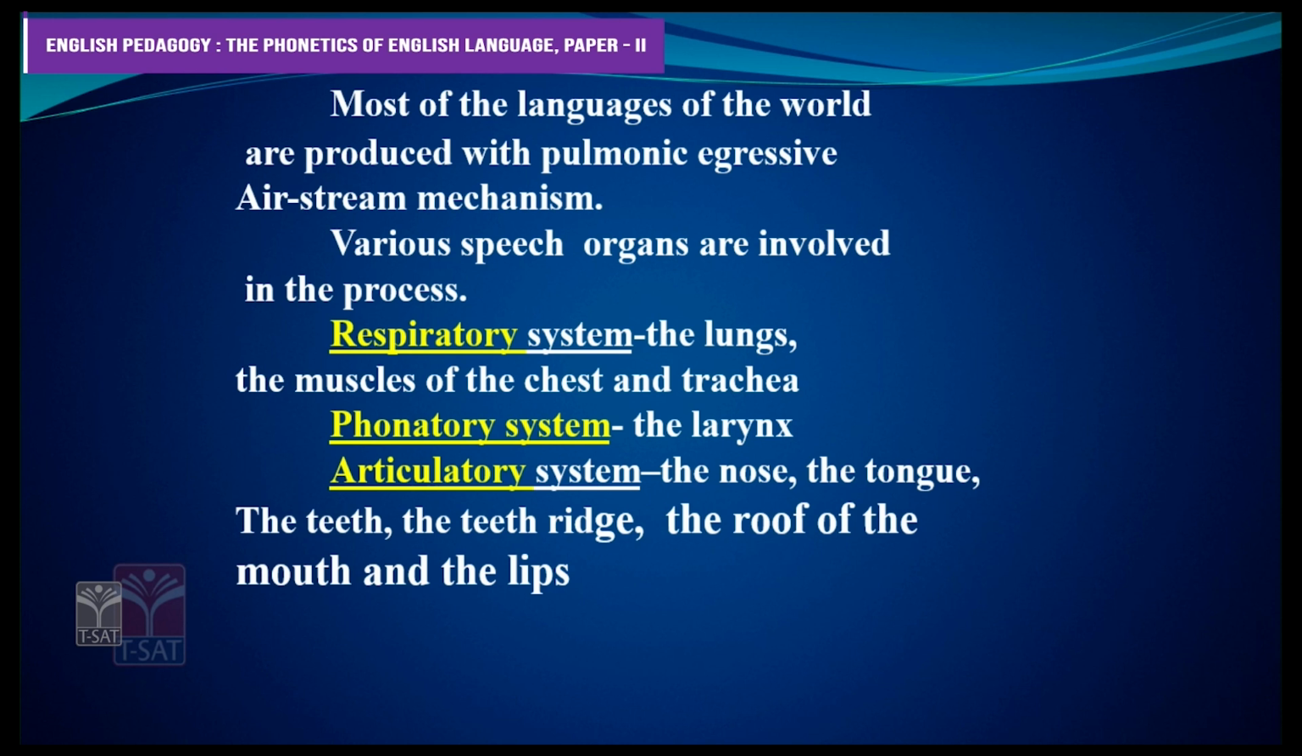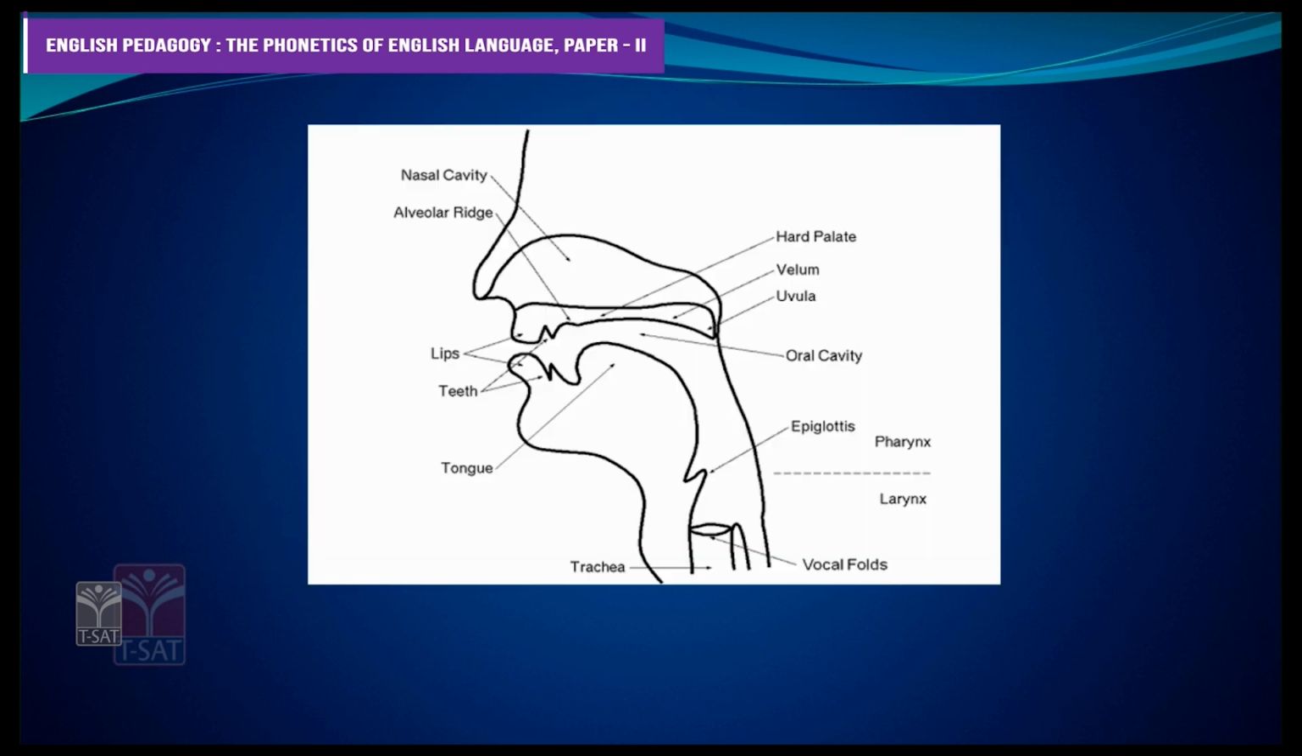The respiratory system includes the lungs, the muscles of the chest and the trachea. The phonatory system includes the larynx and the vocal folds within it. And the articulatory system includes the nose, the tongue, the teeth ridge, the roof of the mouth and the lips. So, have a look at the diagram.